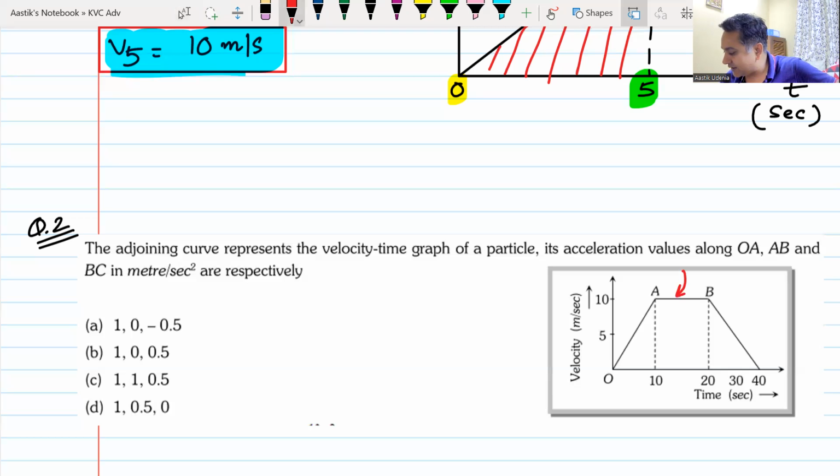From A to B, it is very clear. Velocity is constant. Acceleration is zero. Yes or no? Do we understand this?